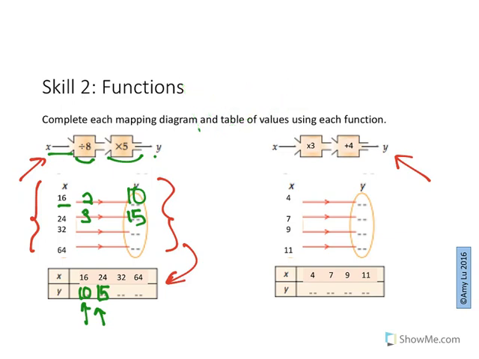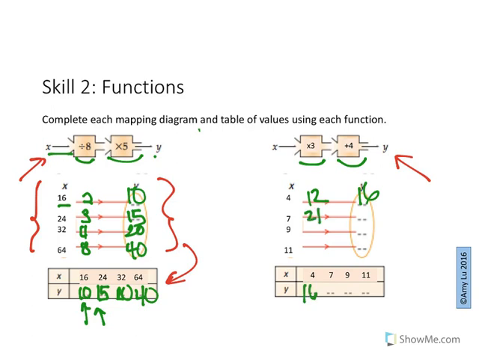So here we go. 32 divided by 8 makes 4. 4 times 5 is 20. 64 divided by 8 makes 8. 8 times 5 makes 40. On the next one, you have times 3, add 4. So 4 times 3 is 12. 12 plus 4 is 16.